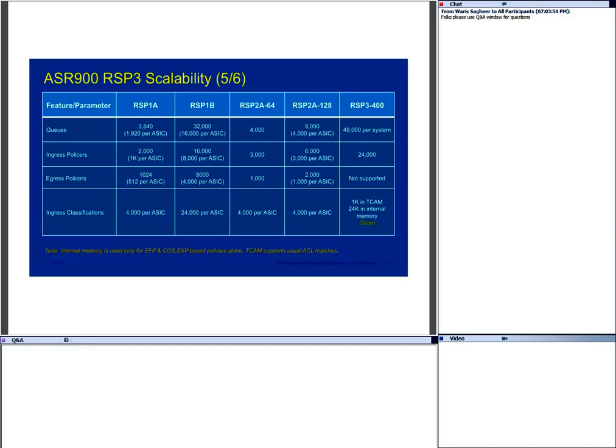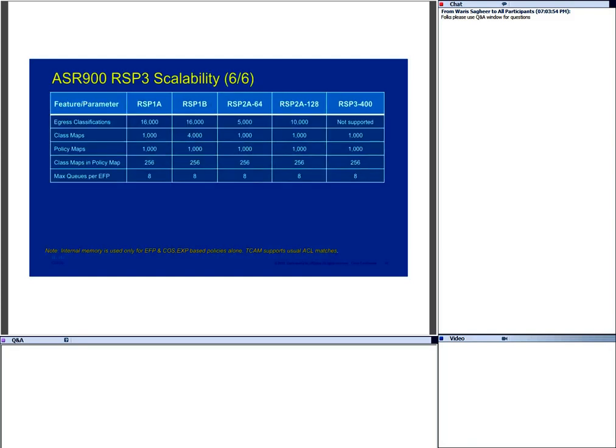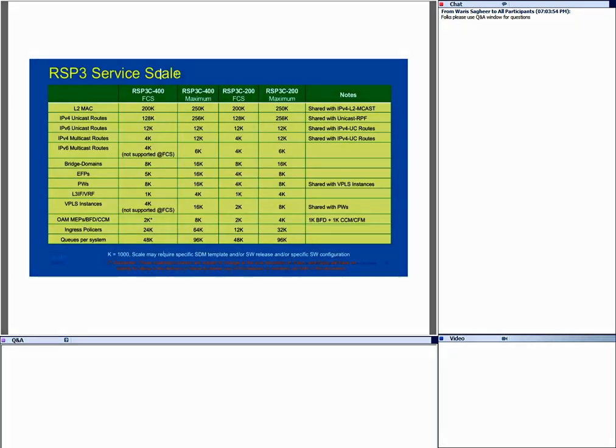QoS, 48,000 per system in terms of queues. That's actually a big leap from where we were with RSP2, which is 8,000. And policers also, we went to like 24,000. So some of these are parameters to keep in mind, and I'll just leave the other parameters for reference. And even this one as well.